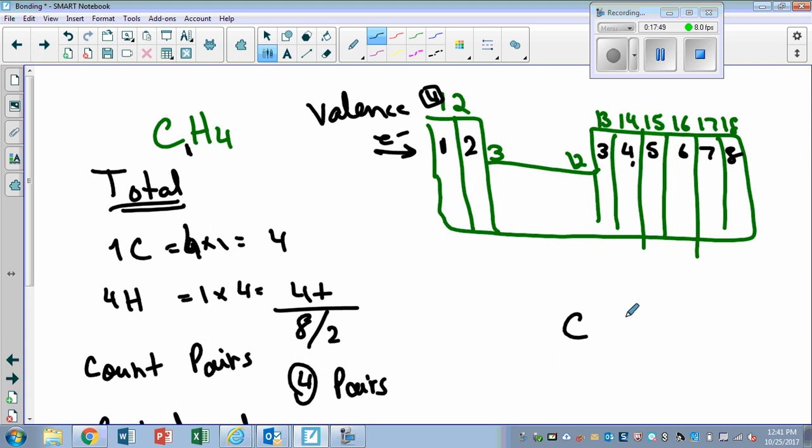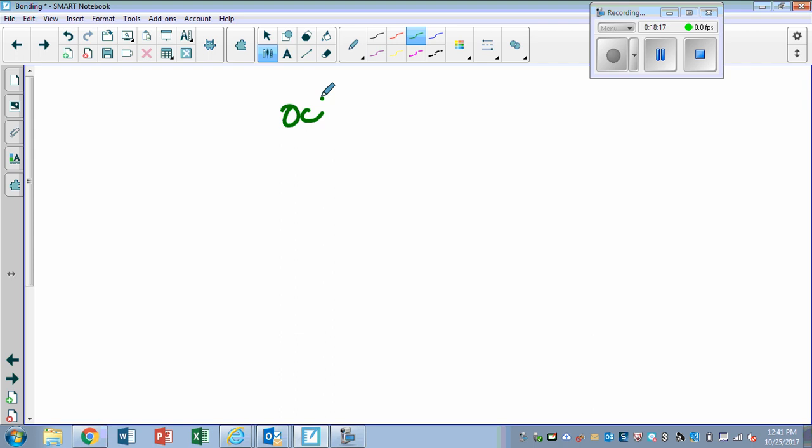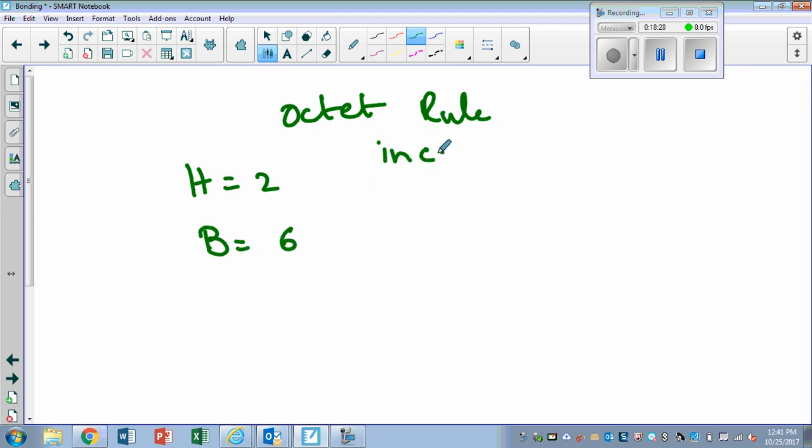I will arrange my 4 hydrogens in 4 corners. I did the math and found I had 4 pairs of bonds that I could make, so I'm going to make 4 bonds right here. That completes the dot diagram for CH4. Carbon has 8 electrons around it: 2, 4, 6, 8. Each line represents 2 electrons. Hydrogen is an exception to the octet rule, and takes only 2 electrons. Boron takes a maximum of 6 electrons. We call these incomplete octets.